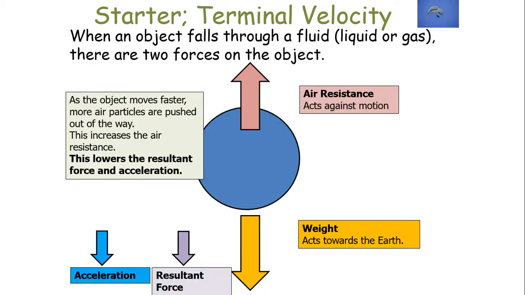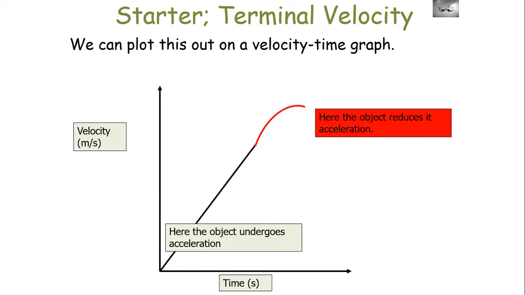As the object falls through the fluid or the gas, because it's moving faster, more air particles are pushed out of the way every second, so that will increase the air resistance. This will lower the resultant force, which is the difference between the air resistance and the weight, and therefore lower the acceleration. Because from Newton's second law, we know that the resultant force and the acceleration are directly proportional to each other.